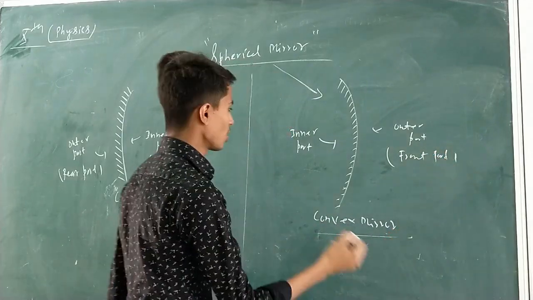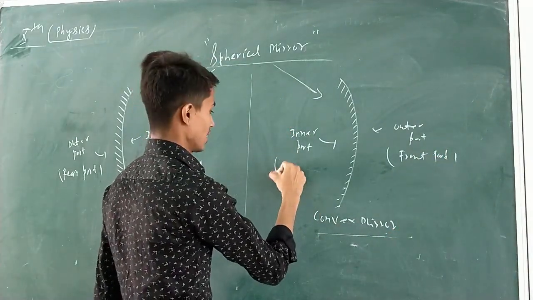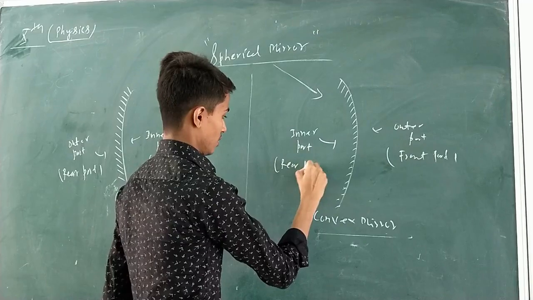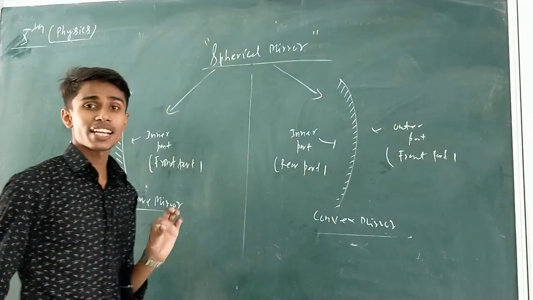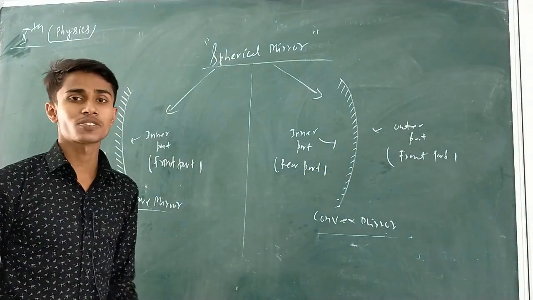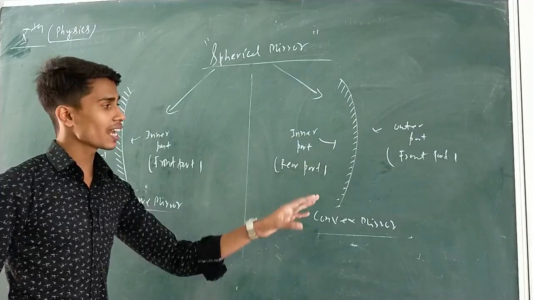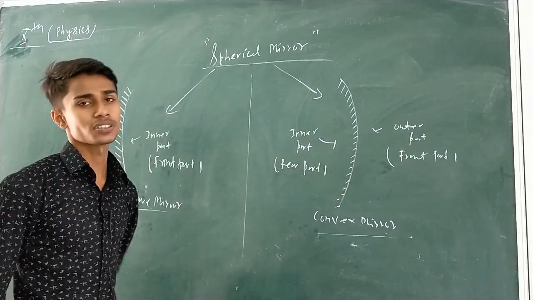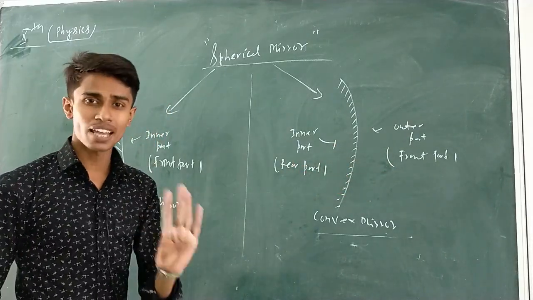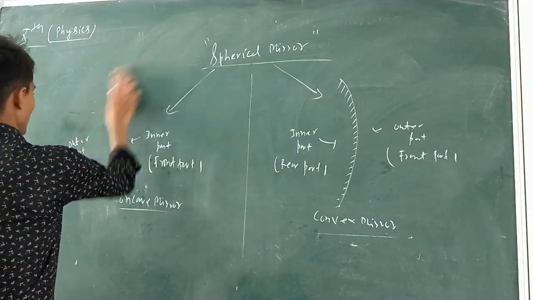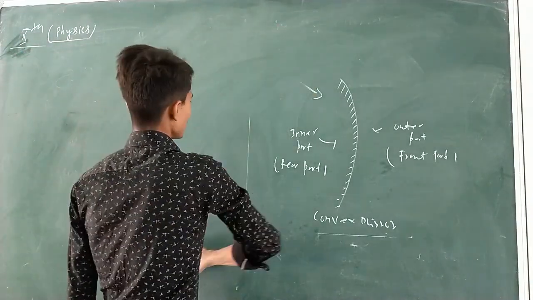Could you distinguish between a concave and a convex mirror? What is a concave mirror? A mirror having an inner surface reflecting and an outer surface rough is called a concave mirror, and a mirror having an outer surface reflecting and an inner surface rough is called a convex mirror. Now there are 7 definitions related to a spherical mirror. Now we are going through common terms and definitions.